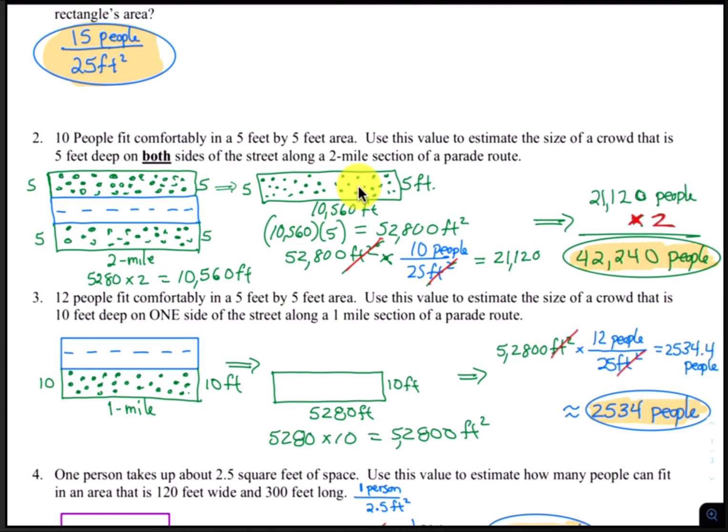You have 2 miles, and since 1 mile is 5,280 feet, you multiply that by 2, so 2 miles is 10,560 feet. Now we have the area of this space. The area where all the people are is its length or base times its height or width. The length is 10,560 and the width is 5.